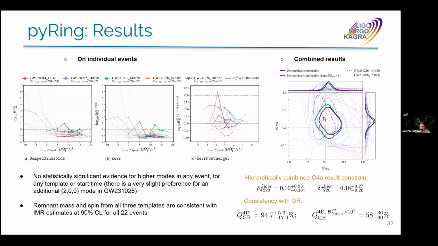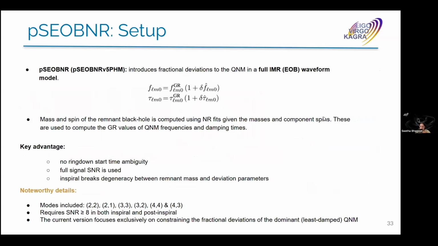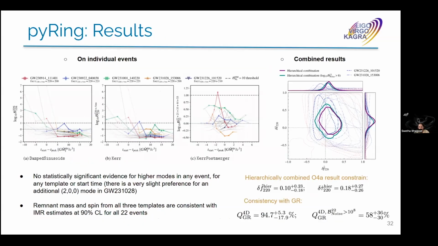Next, we quantify the consistency of GR using GR quantiles, which are essentially a fraction of posterior enclosed by an isoprobability contour passing through the GR value. This tells us how deep into the tail of our posterior distribution the GR value sits. Smaller the value, better the consistency.